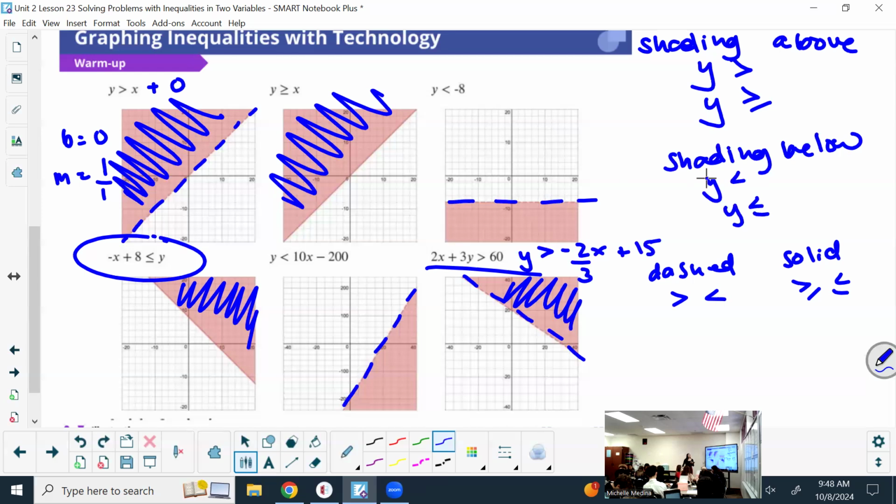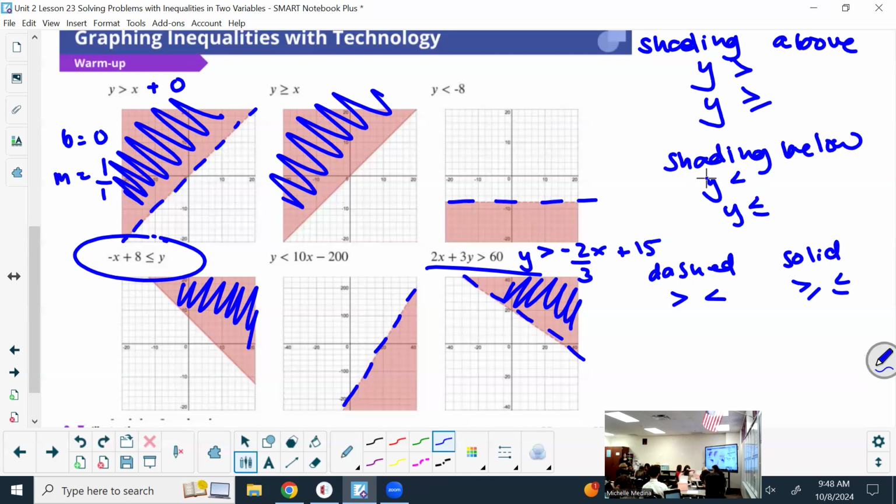But by the unit test, you have to have these memorized. And I try to give you things that help you memorize it, like the fact that this is half an equal sign, and with equation, we only did solid lines. I try to help you with that.